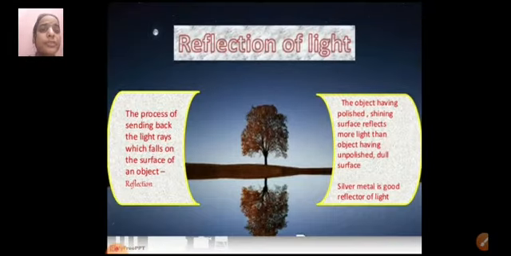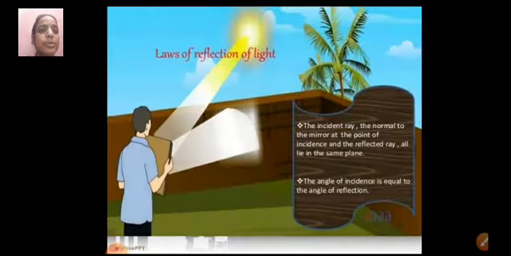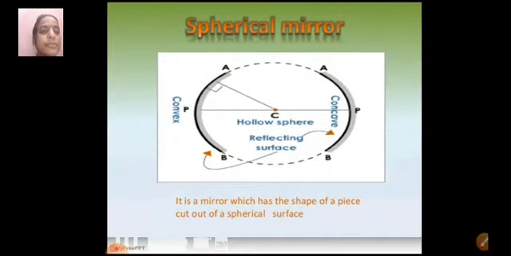So we have seen what reflection of light is, that is, the process of the sending back of the light rays which fall on the surface of an object. We have also seen the laws of reflection: the incident ray, the normal to the mirror at the point of incidence and the reflected ray all lie in the same plane. The angle of incidence is equal to the angle of reflection. So now let's move on to the topic for this video, that is spherical mirror.